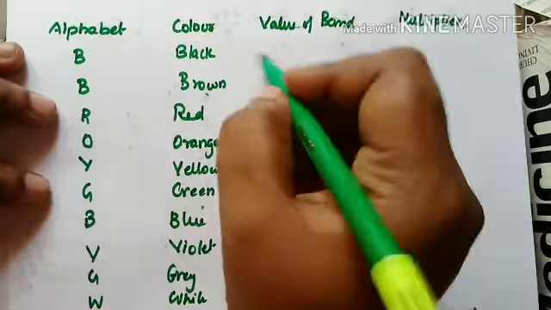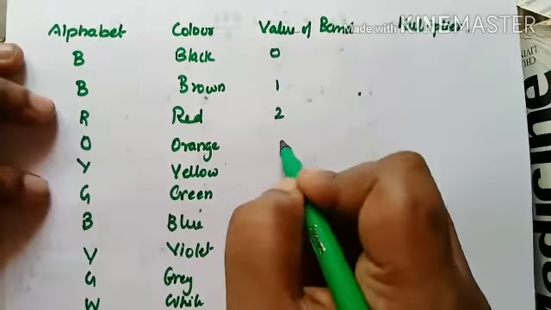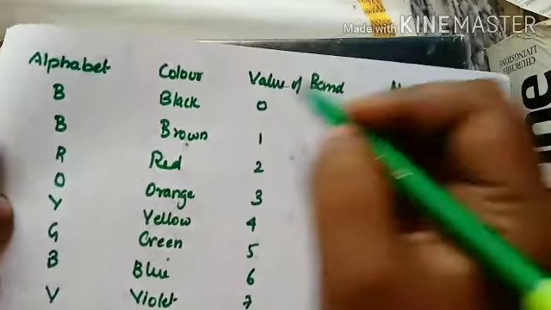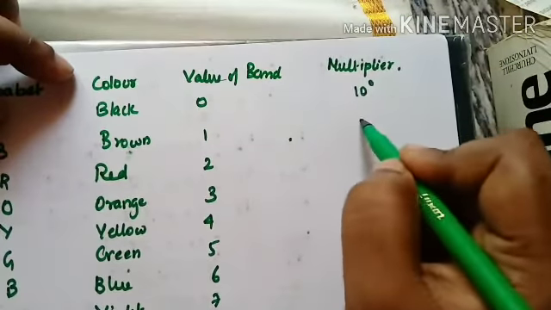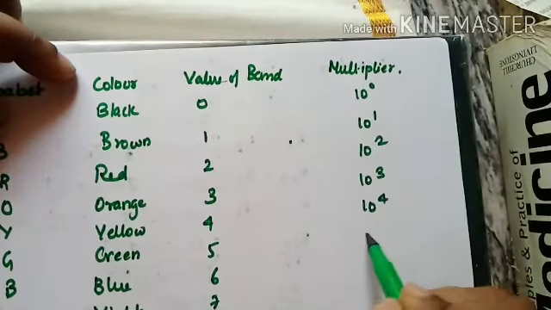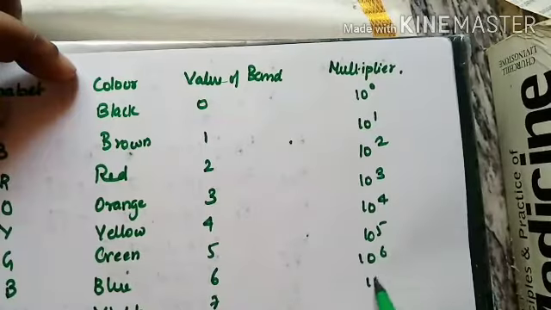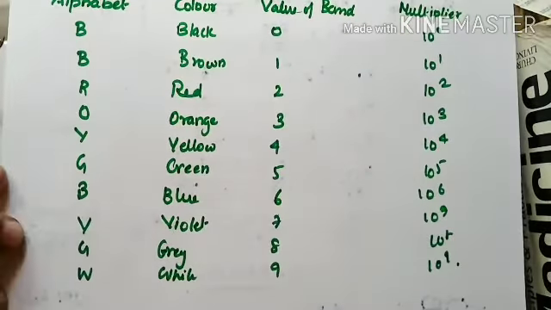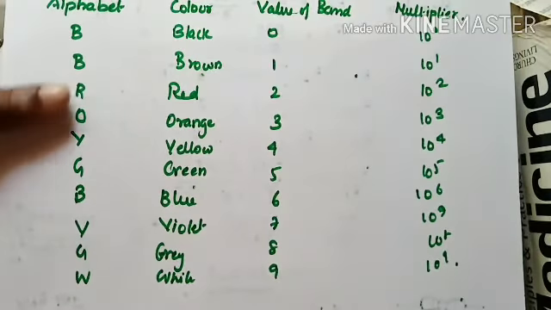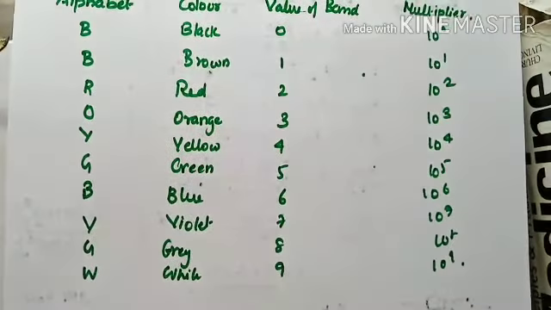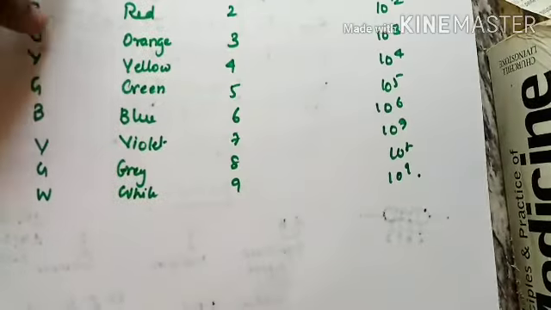Now black's value is 0, brown 1, 2, 3, 4, 5, 6, 7, 8, 9, and the multiplier is 10 to the power 0, 10 to the power 1, 10 to the power 2, 10 to the power 3, 10 to the power 4, 10 to the power 5, 10 to the power 6, 10 to the power 7, 10 to the power 8, and 10 to the power 9. This much you have to learn by heart. This is very easy. What was the code for remembering this? B.B. Roy of Great Britain had very good wife. Now we'll see how to use it for finding the color coding.